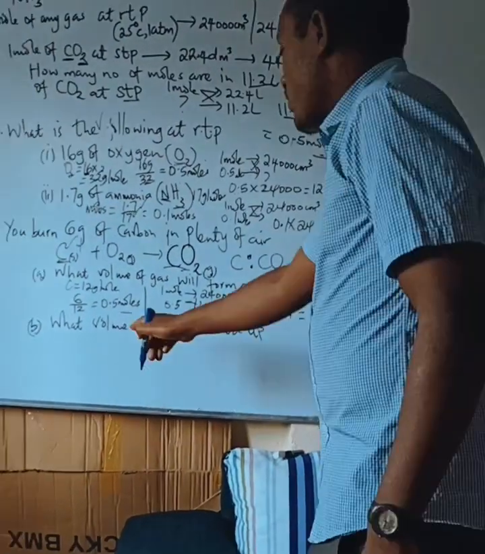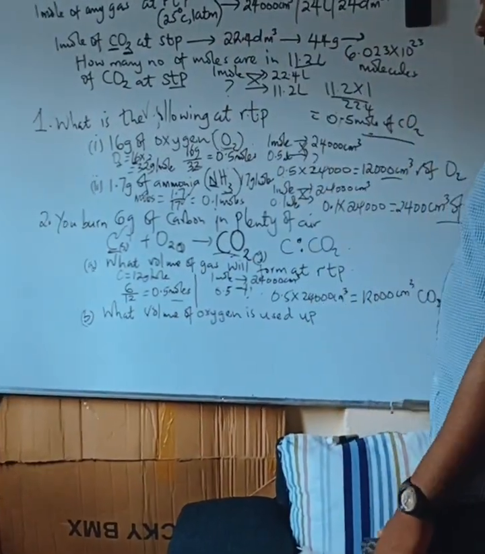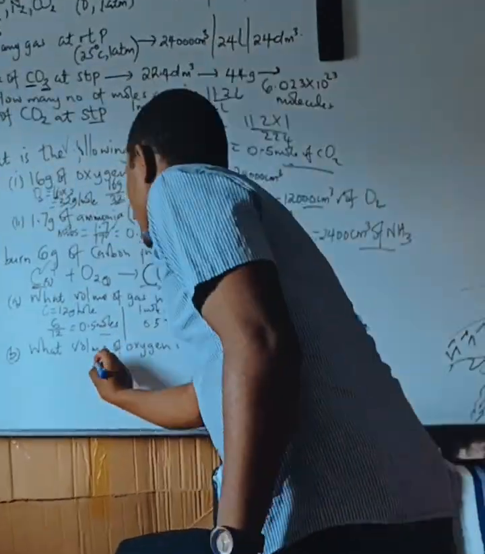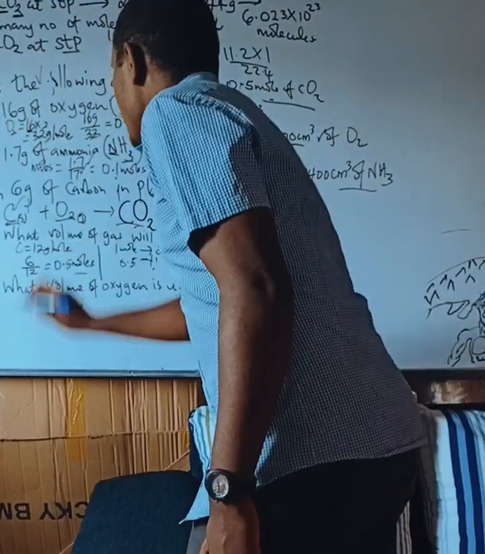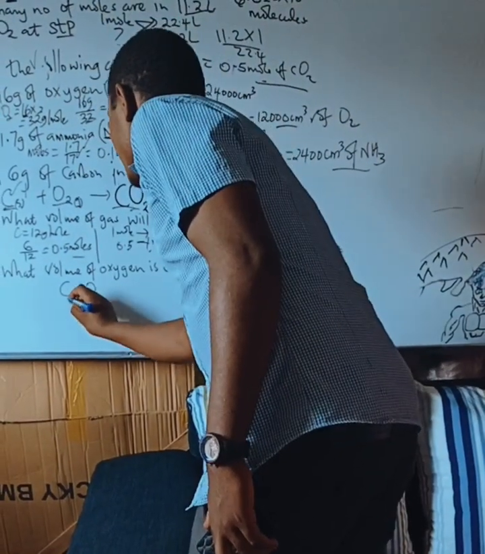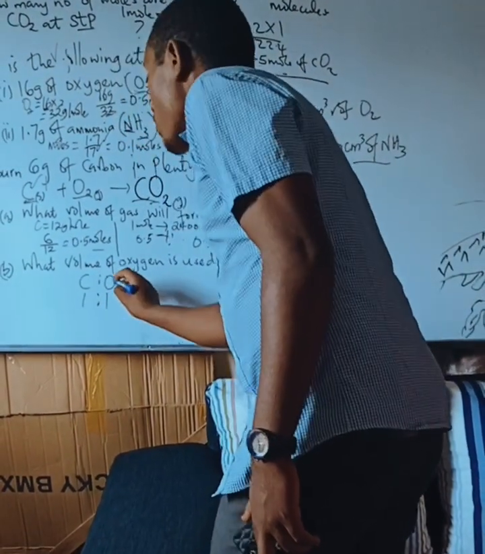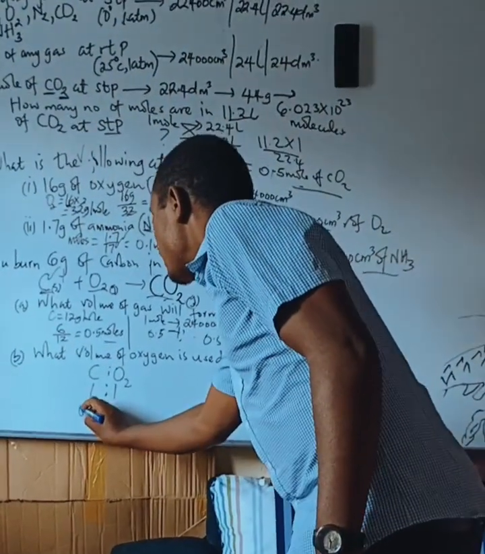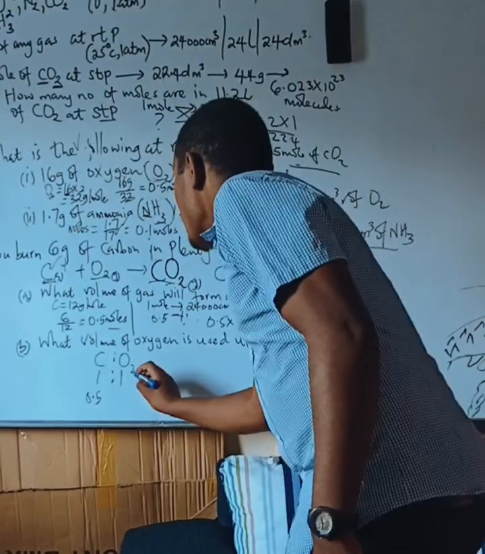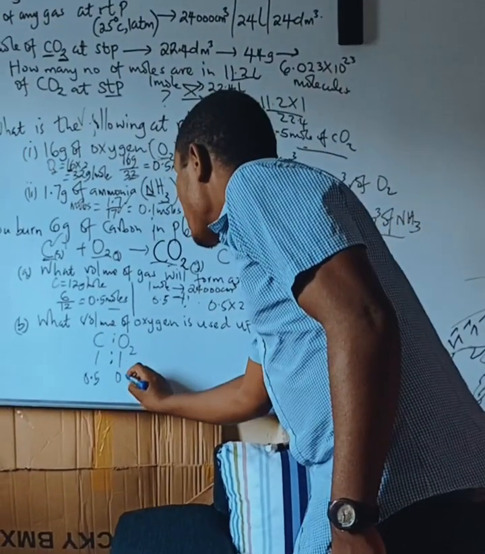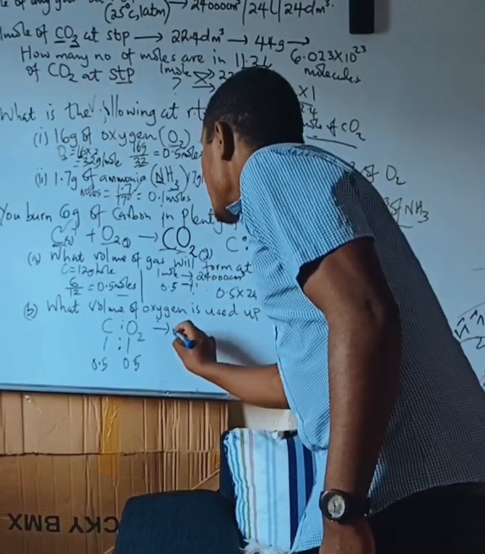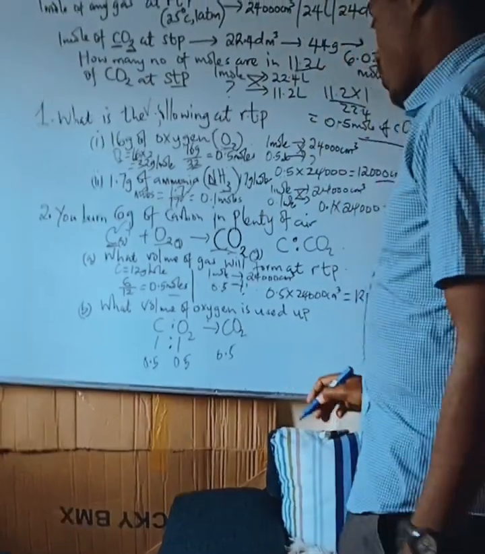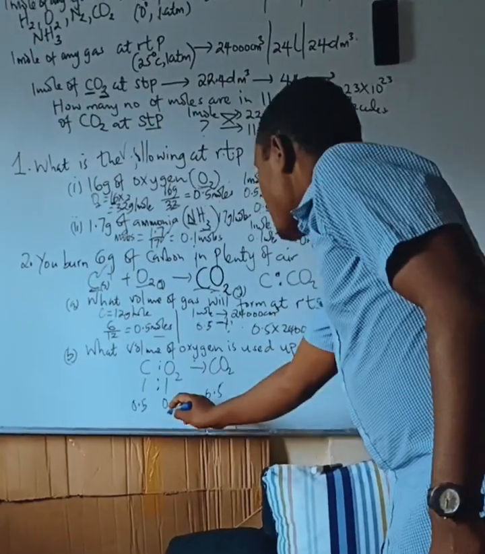The last question, what volume of oxygen is used up? It will be the same. Why? Because the ratio of carbon to oxygen here is 1 to 1. And the number of moles of carbon we found to be 0.5. Therefore, oxygen will be 0.5. Carbon dioxide will also be 0.5. They will be the same across. So therefore, the number of moles of oxygen is 0.5.